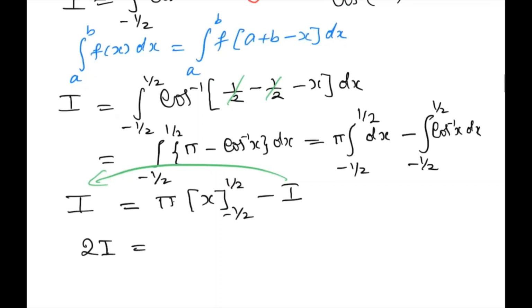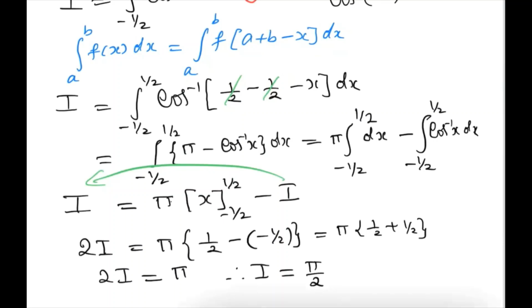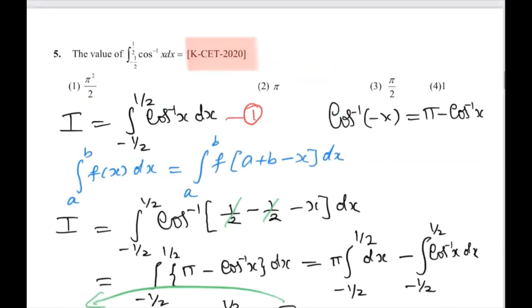2I equals pi times upper limit, replace x by upper limit 1 by 2, minus x by lower limit minus 1 by 2. So 2I is pi times 1 by 2 plus 1 by 2, that is 1. So you get pi. Therefore, integral I is pi by 2. So that is the required answer. So the correct option is the third option, pi by 2.